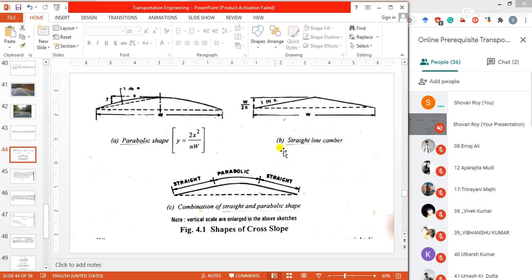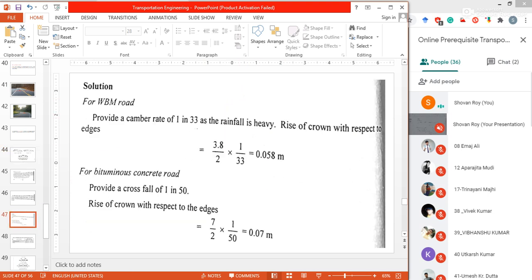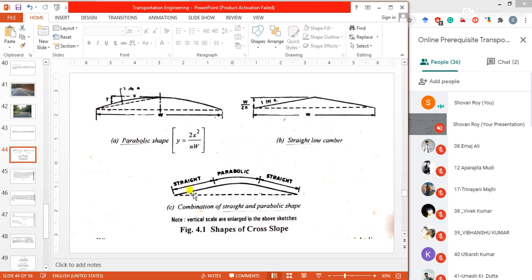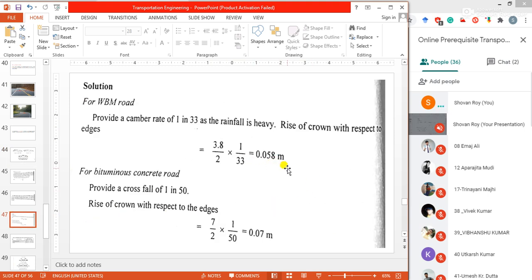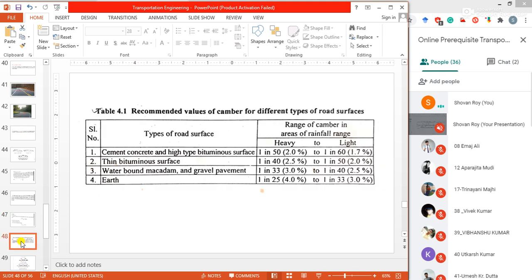Now just remember this formula: W by 2n. Put this formula: W is 3.8, divided by 2, into 1 in 33, 1 by 33. This is the height of the crown: 0.058 meter. And for the second case, the road is bituminous.